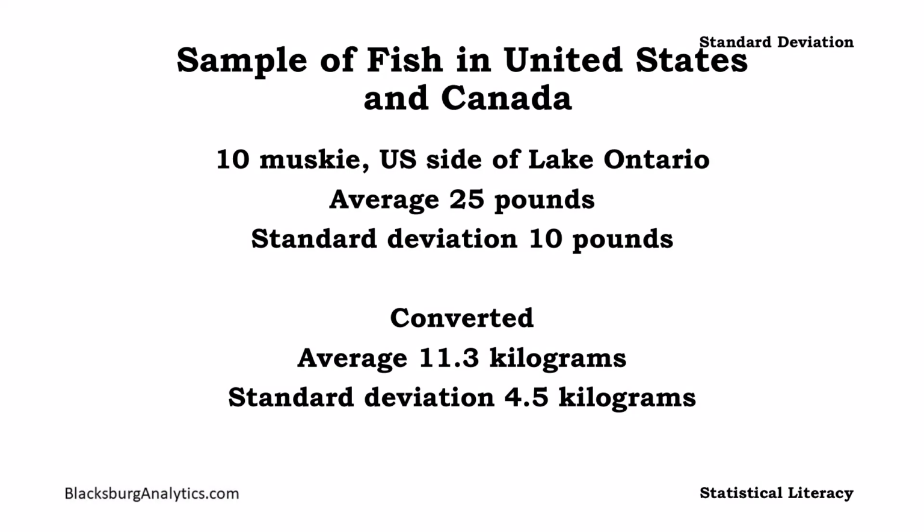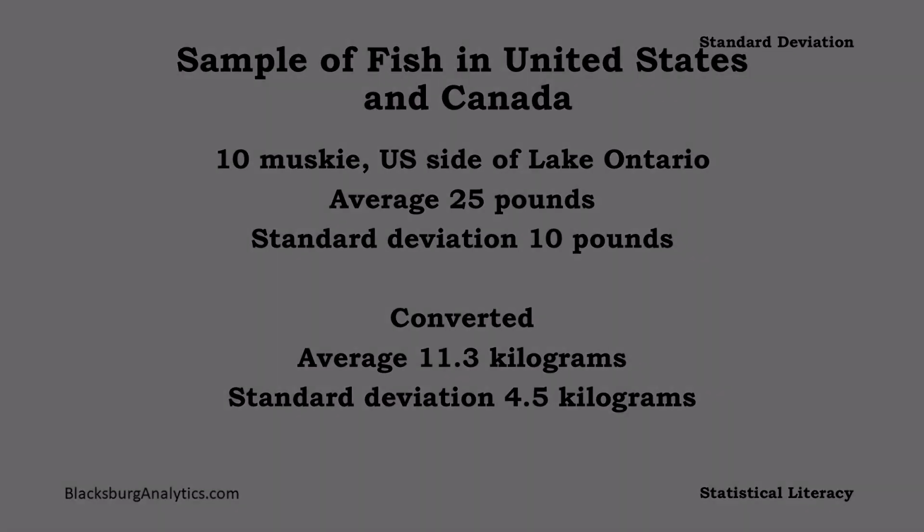Suppose we collect a sample of 10 muskie from the U.S. side of Lake Ontario. The average weight is 25 pounds, and the standard deviation is 10 pounds. These values can be converted to kilograms, as average 11.3 kilograms and standard deviation 4.5 kilograms.